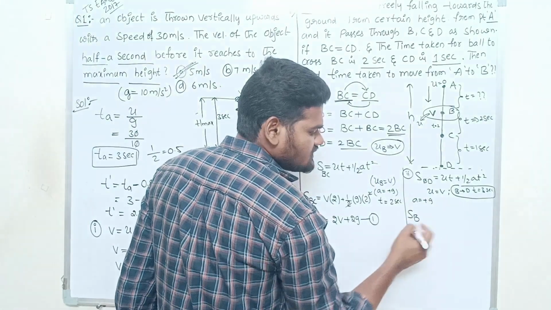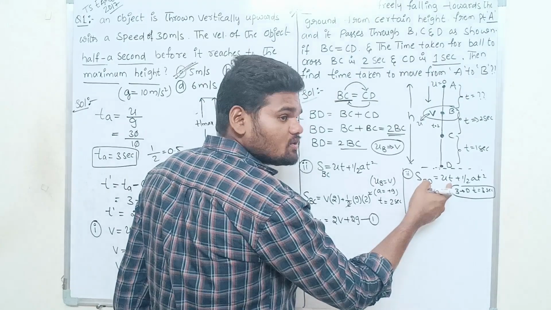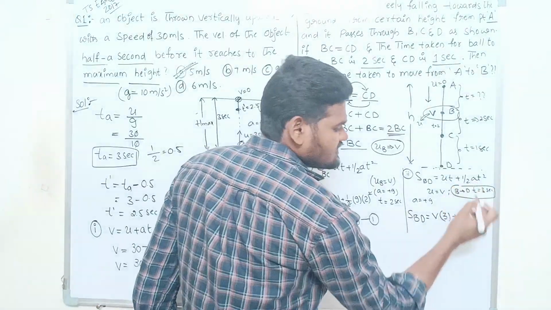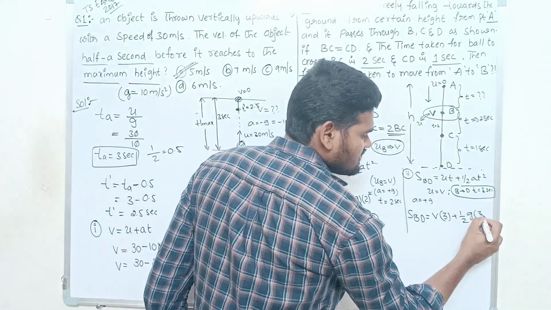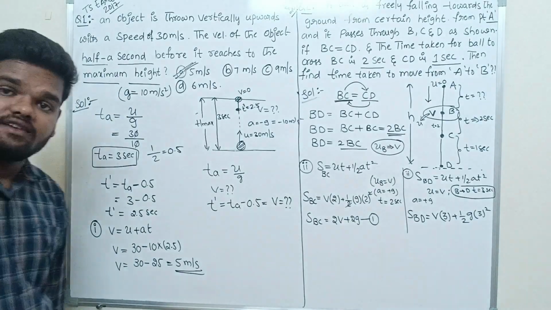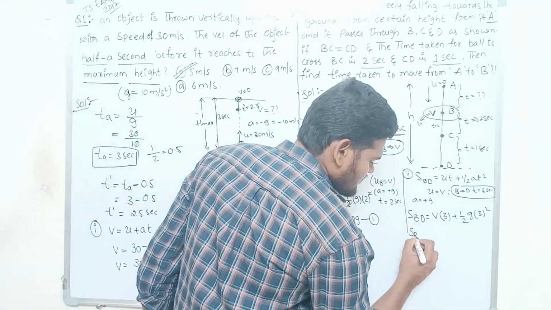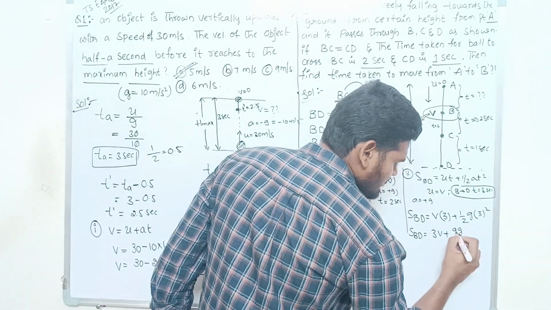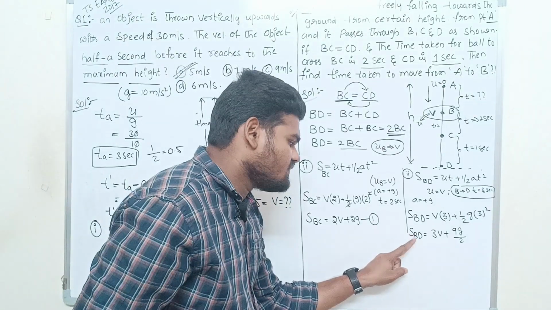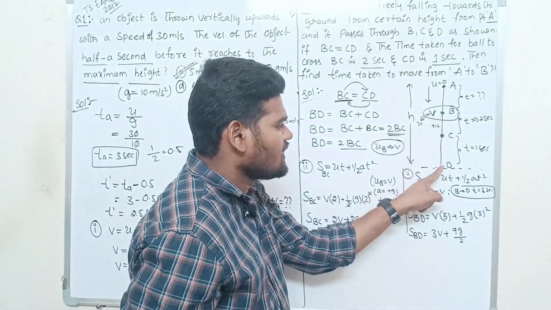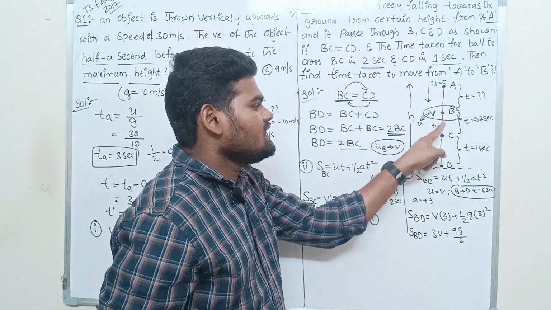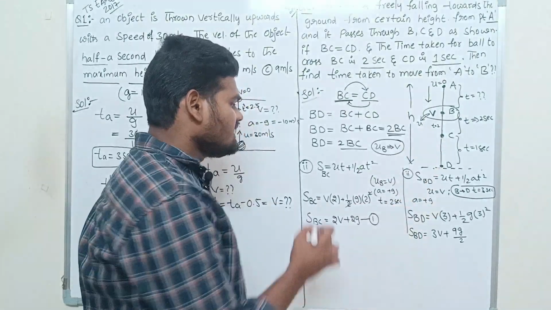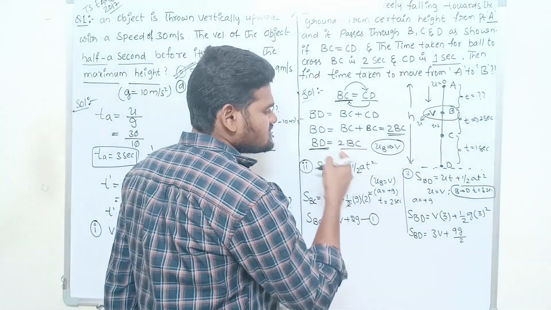Then the displacement from point B to point D is equal to, what is the value of U? V. What is the time taken? 3 seconds, plus half. What is acceleration due to gravity? Plus g. What is t square? 3 square. Are you getting any doubt? So SBD is equal to 3V plus 3 3s are 9g by 2. What is the displacement from point B to point D? It is nothing but BC plus CD. BC is equal to CD. Then the displacement from point B to D is 2BC.